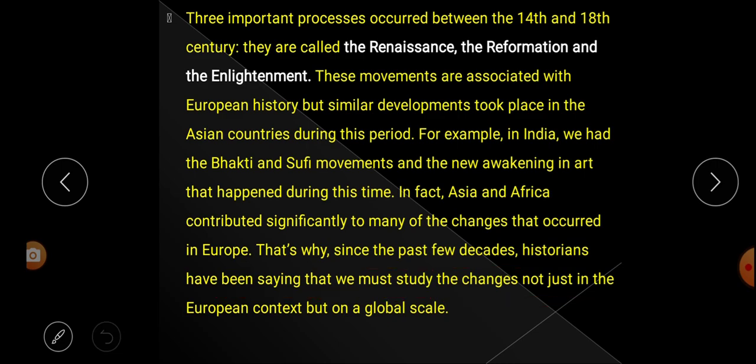So in this paragraph what we learn is that there were three important processes during the 14th to 18th century: the Renaissance, the Reformation, and the Enlightenment. These three movements were associated with European history, but similar developments also took place in Asian countries. How? In India, the Bhakti and Sufi movements developed, and a new awakening of art happened. Next sentence says, thus, in fact, Asia and Africa contributed significantly to many changes in Europe. That is the reason many historians say that we must study the changes not just in the context of Europe but on a global scale.